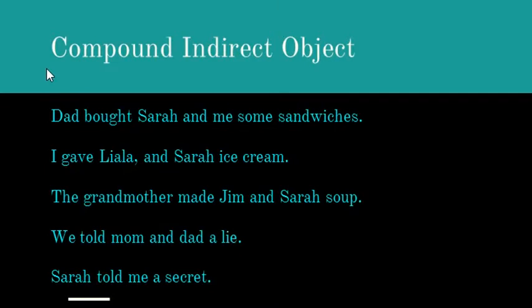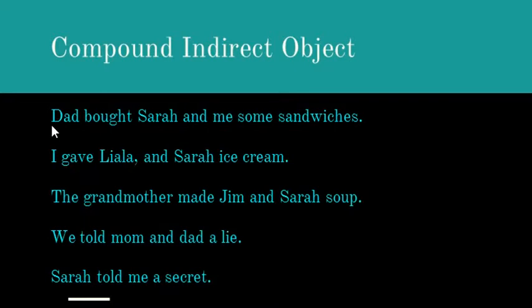Now we'll see compound indirect object. Compound indirect object is similar to compound direct object. In my video about direct object, I have explained direct object may be the compound of 2 or more objects. Let's see some examples.